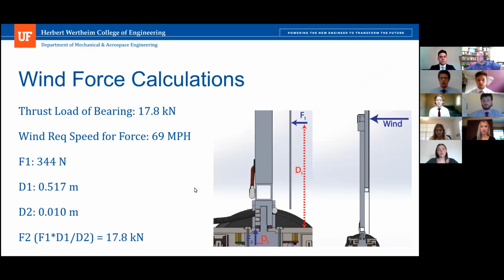So this shows some of the design iterations that we went through with our design. Originally, this was a problem area because the original thrust bearing that we decided to use, where the force F2 is pointing, was not able to withstand wind speeds past 15 miles per hour. So given that that was unacceptable, we decided to find a better bearing. And so we put a better bearing in there, and using a summary of forces, we found that the wind speed required to damage this bearing would be significantly higher at 69 miles per hour.